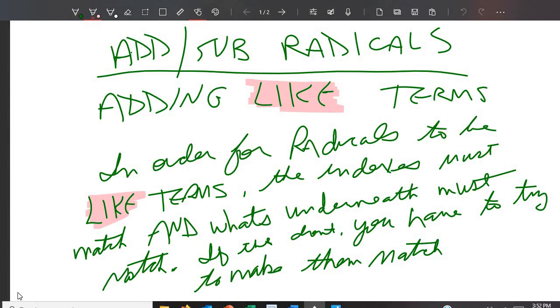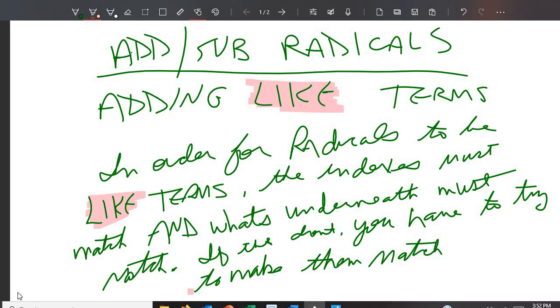Adding and subtracting radicals. When we're adding and subtracting radicals, we're adding like terms. It's just now our like terms are going to be square roots or cube roots or something like that. In order for them to be like terms, they have to have the same index, and what's underneath the radical has to match. Now, sometimes they may not match, and that's when you have to do a little work.